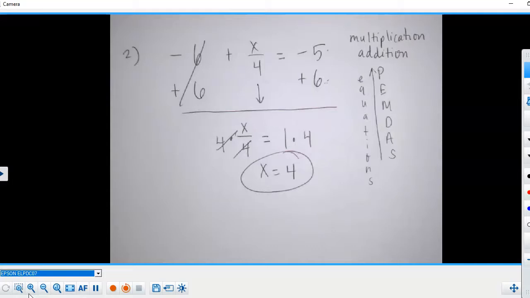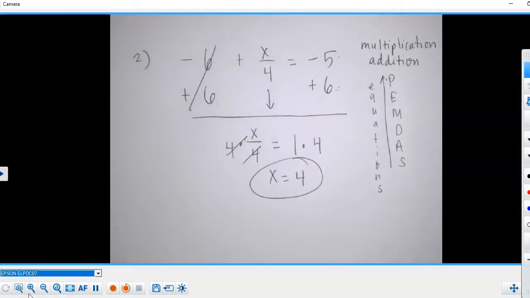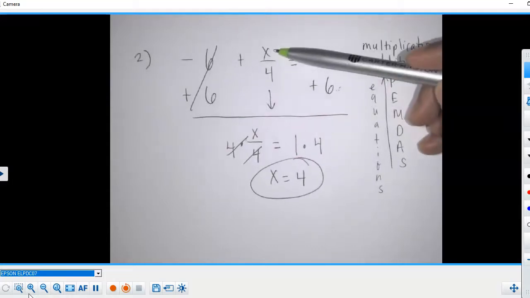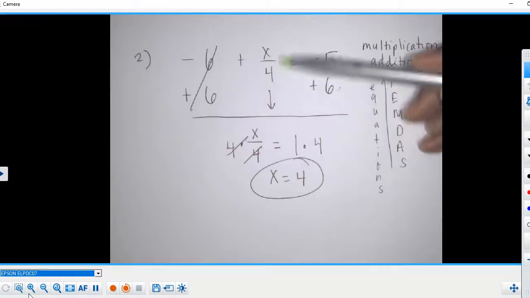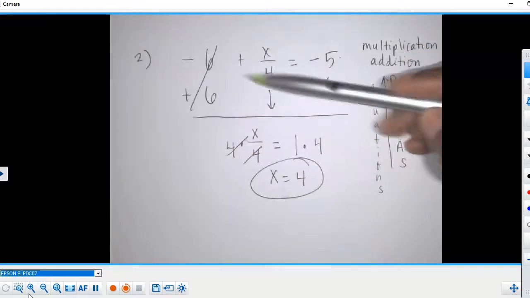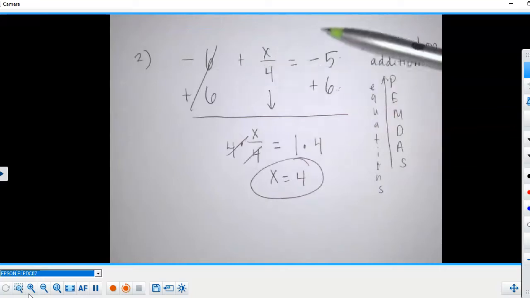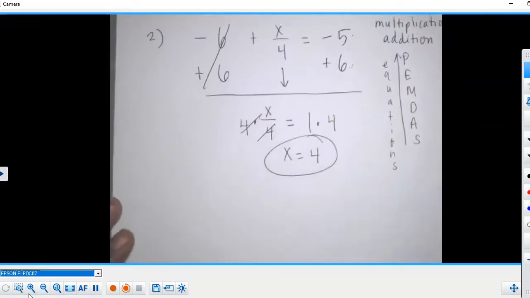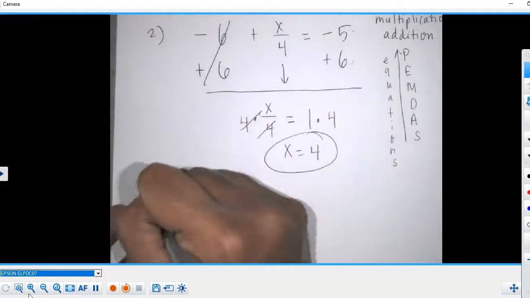Pretty straightforward there, okay? Now the next thing is we could plug it back in and do our prove and disprove. So if we do 4 divided by 4, 4 divided by 4 is 1. -6 plus 1, right? -6 plus 1 is -5, all right? So I didn't show it, but I just talked you through it. Let's move on to number 4.